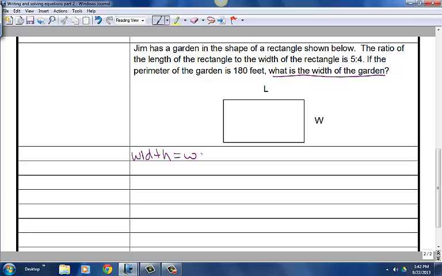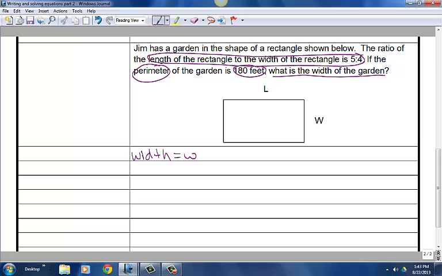So Jim has a garden in the shape of a rectangle. The ratio of the length of the rectangle to the width is 5:4. That's pretty important information. If the perimeter of the garden is 180 feet, then what is the width? So they've given me lots of important information. But as I read this problem, I noticed it's not going to be as easy to set up as our first two examples.